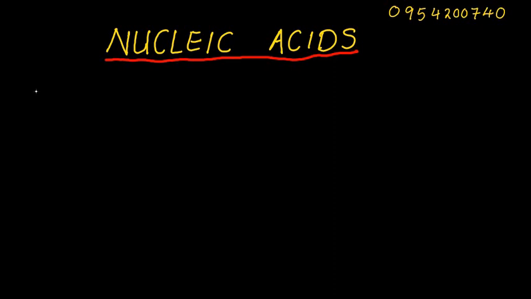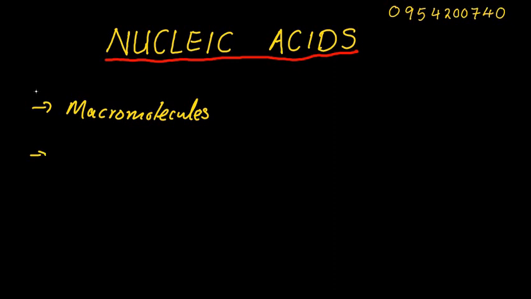So in this video, we're simply going to talk about nucleic acids. These are biomolecules, macromolecules, and these are basically molecules that make up most of the genetic information that we have as species. We have two types of nucleic acids that we're going to be interested in.